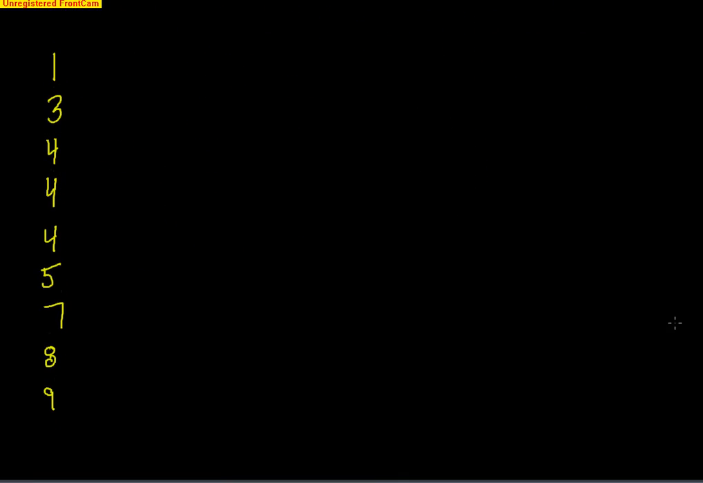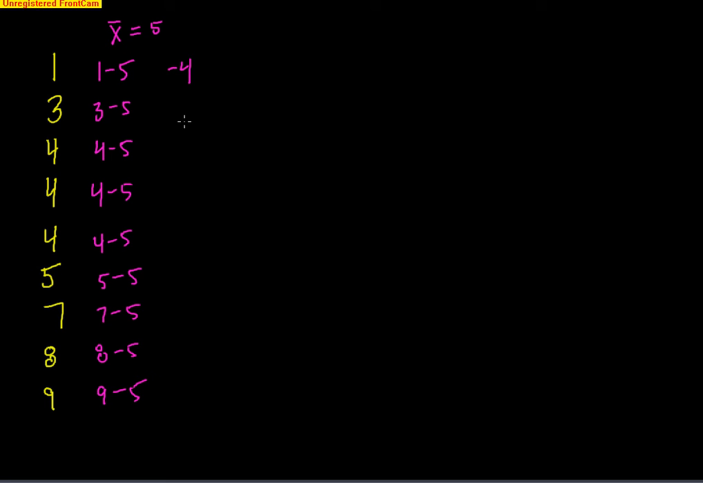If you need to pause to write that down, go ahead, but let's practice trying to find it, because it can be a little bit tricky. Here's a set of data I just made up, and I already know that the mean is 5. The first thing I have to do is figure out each value's distance from the mean. So I'm going to do 1 minus 5, 3 minus 5, 4 minus 5, 4 minus 5, 4 minus 5, 5 minus 5, 7 minus 5, 8 minus 5, 9 minus 5. That gives negative 4, negative 2, negative 1, negative 1, negative 1, 0, 2, 3, 4. That's the difference between my values and the mean. Then I have to square all of those values.